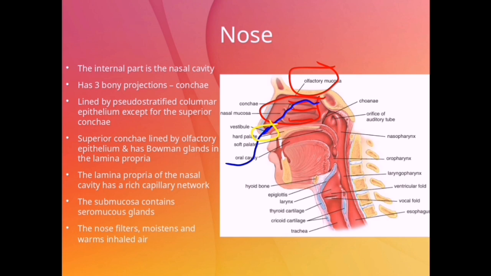This capillary network has blood vessels. Say these are the blood vessels. They have blood which flows in the direction opposite to the direction of the flow of air. So air is flowing in this direction and blood is flowing in the opposite direction. This is such that the air gets warmed by the blood as it passes through. This air passes from the nasal cavity into the nasopharynx.